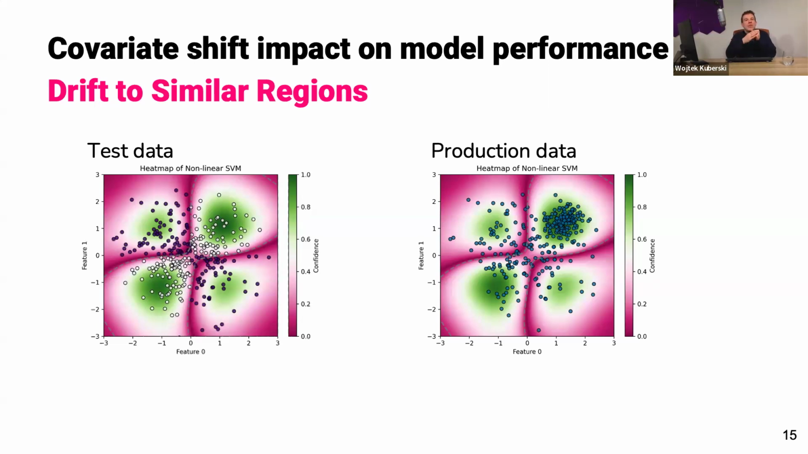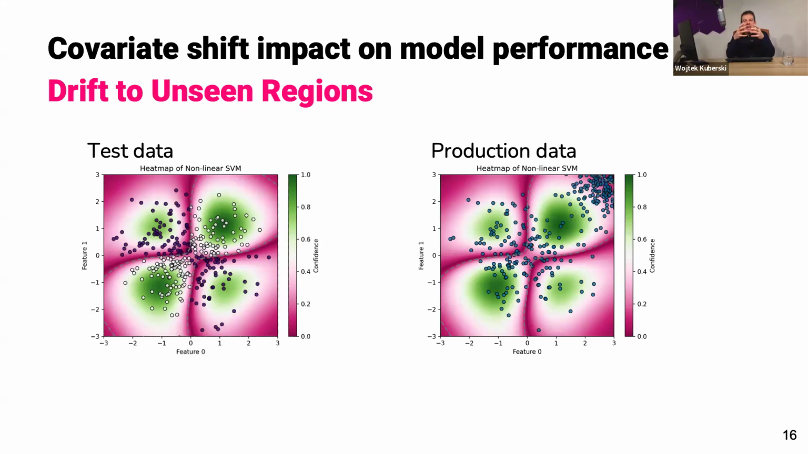If the data will drift away from the class boundary into a region where the predictions are very easy to make because they are all, for example, here 1, then we might actually see an increase in performance and potentially an increase in business impact, which means that covariate shift is not always a bad thing.